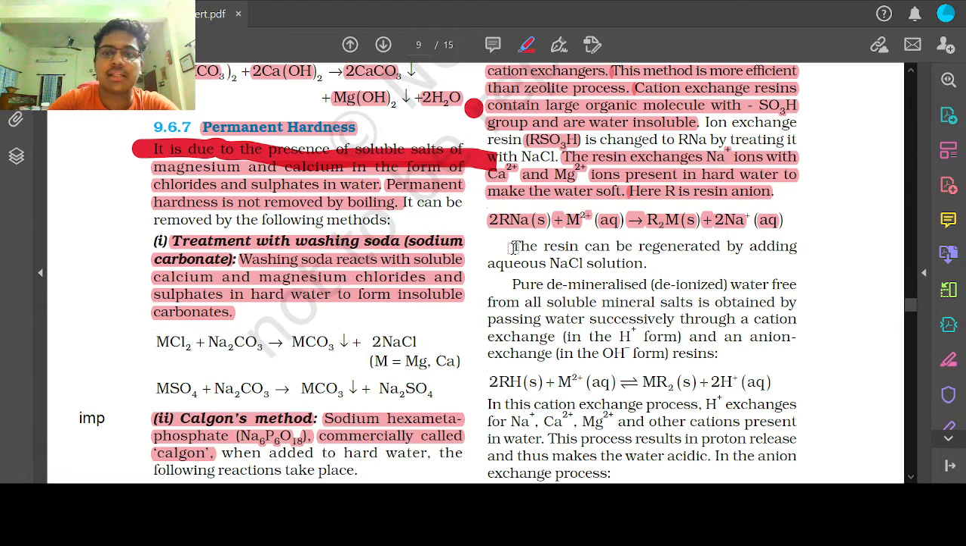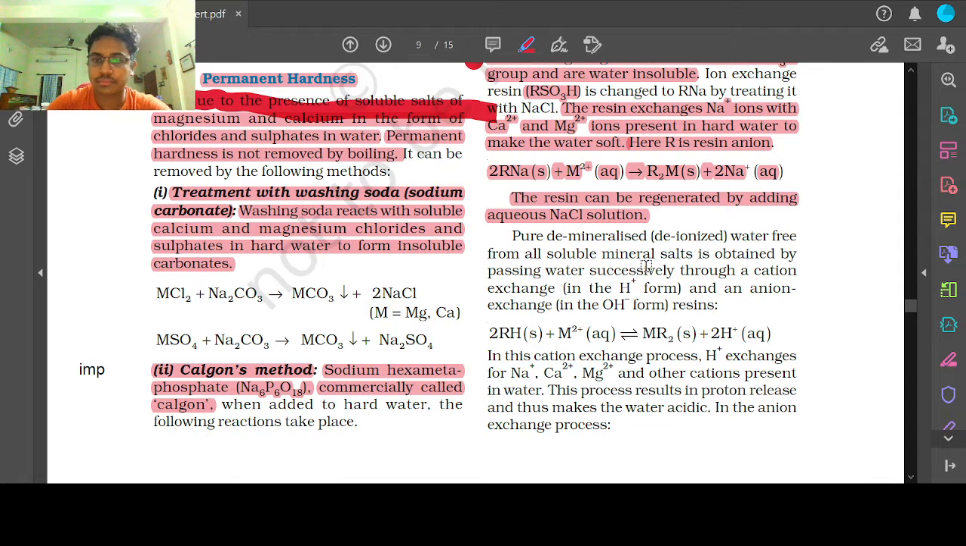So in this case, the resin can also be regenerated by adding aqueous NaCl solution. Earlier we learned in the zeolite permutit process that zeolite or permutit can be regenerated by treating with NaCl solution. Here also, the resin can be regenerated by treatment with NaCl solution.